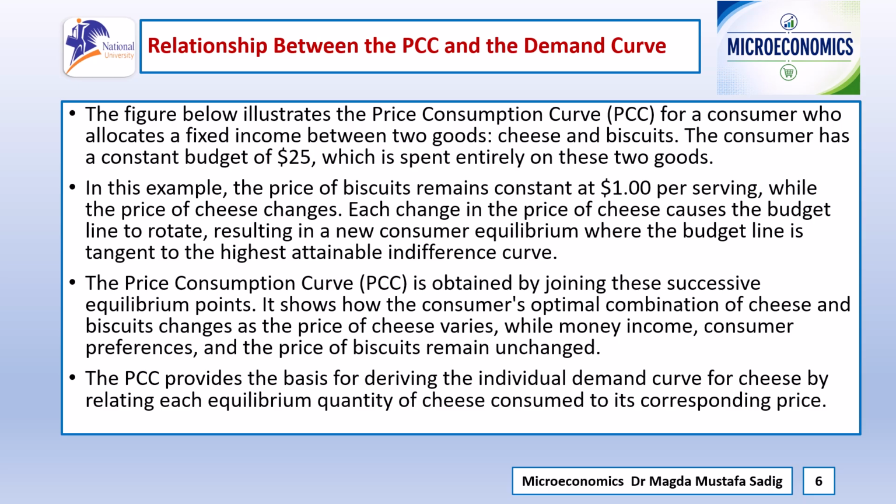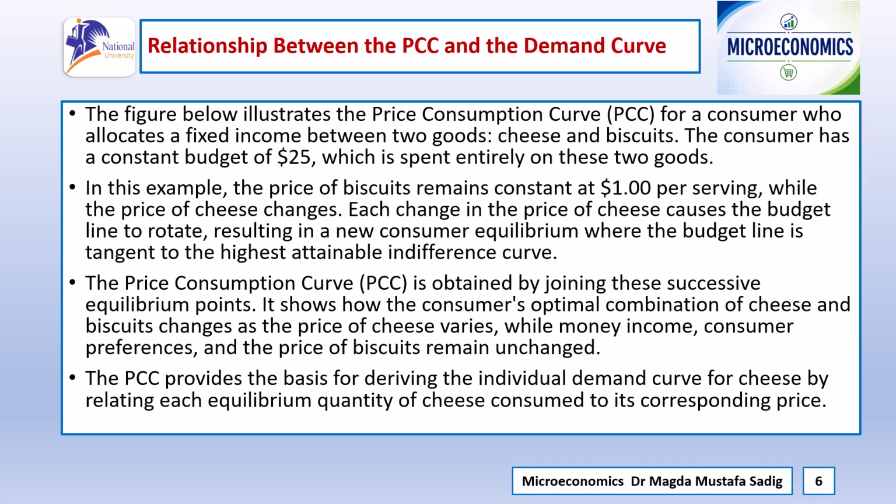So, if we transfer these price and quantity combinations to another graph with price on the vertical axis and the quantity on the horizontal axis, we obtain the individual demand curve. So the demand curve is not drawn randomly. It is derived directly from the consumer's equilibrium choices.